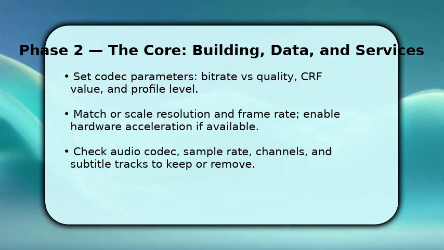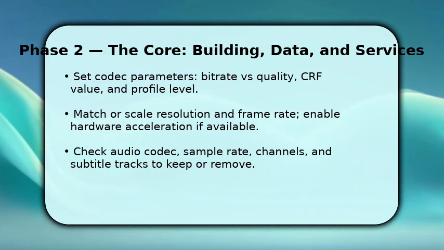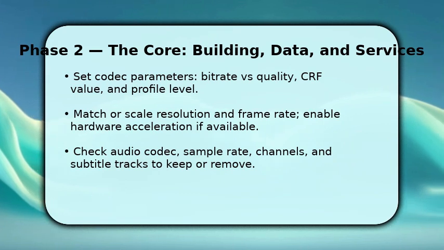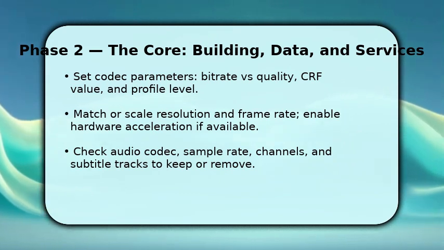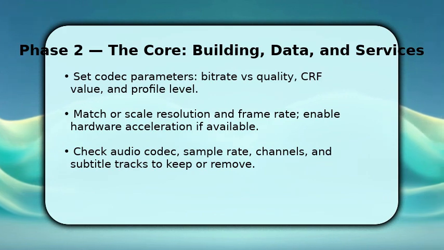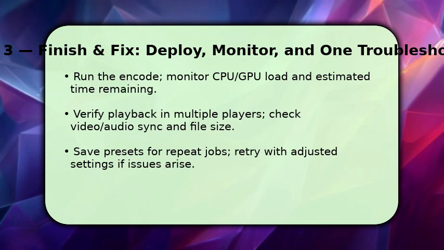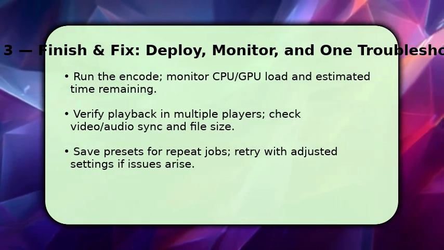Next, configure audio. Choose AAC or Opus, set sample rate and channels, and decide whether to burn, keep, or strip subtitle tracks. Preview a short clip to confirm sync and quality before encoding the whole file. You start the full encode and watch system resources so you can pause if overheating occurs.